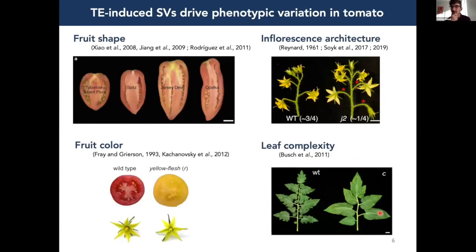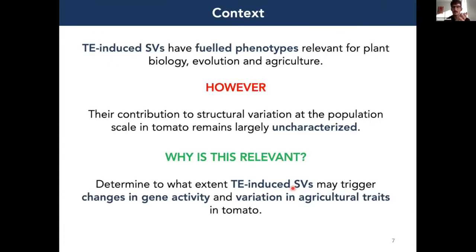Of course, tomato is a fantastic model to look at transposon-induced structural variation and phenotypic diversification. As you will see here, several phenotypes of agronomical interest in tomato have been influenced by transposable elements. Fruit shape, inflorescence architecture, fruit color, leaf complexity, all those phenotypes are in some ways affected by the activity of transposable elements in tomato. But nevertheless, despite this huge importance of TE activities in shaping the genome of tomato and facilitating the diversification of phenotypes, very little is known about the contribution of TEs to structural variation at the population scale in tomato, right?